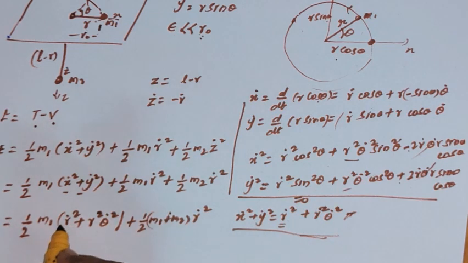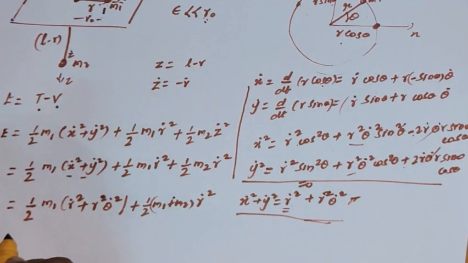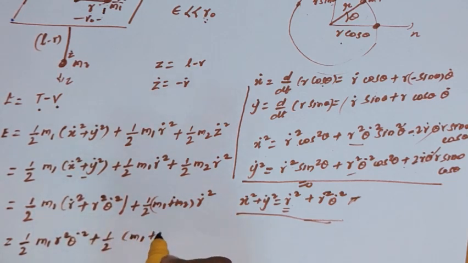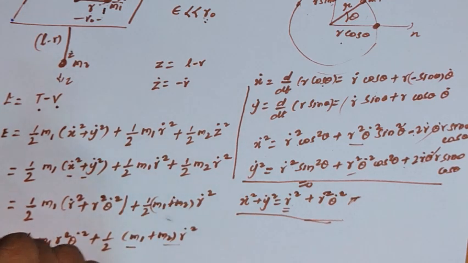Then in general, this is the rotational kinetic energy, so you can define the total kinetic energy of the system as half of m1 r square theta dot square plus half of m1 plus m2 r dot square. This is the kinetic energy of the system. The first part represents the rotational kinetic energy of the mass particle m1. The second one represents the kinetic energy of the masses m1 and m2.